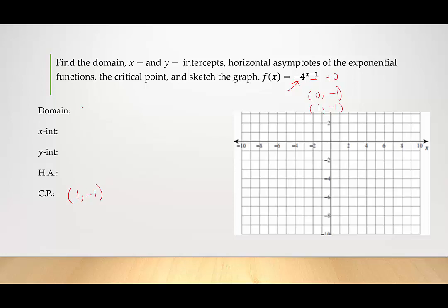Now we can do the domain. Domain is all real numbers. The x-intercept, are we going to have an x-intercept? Well, let's see.